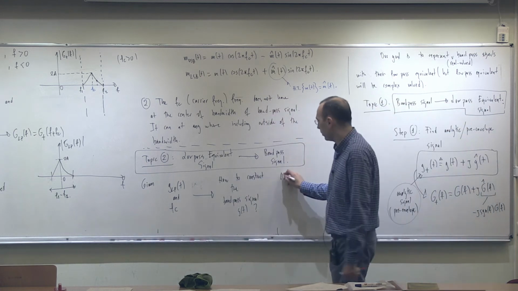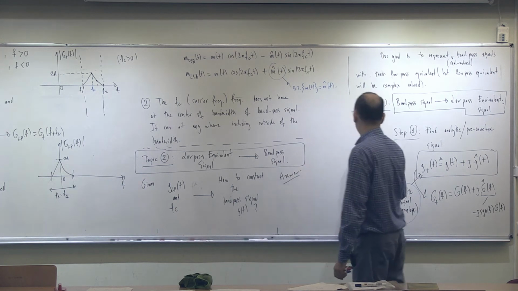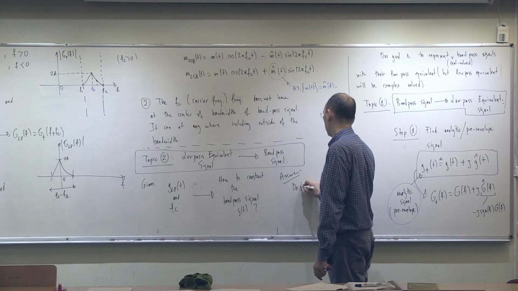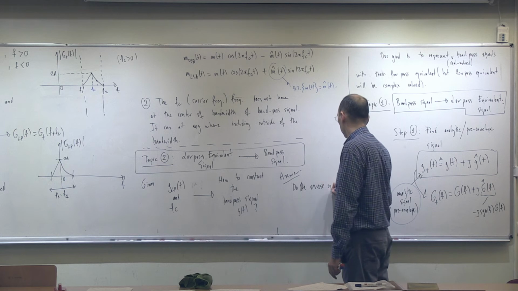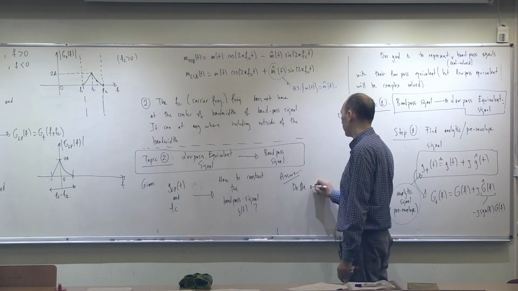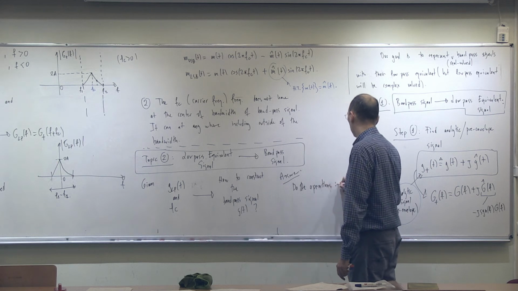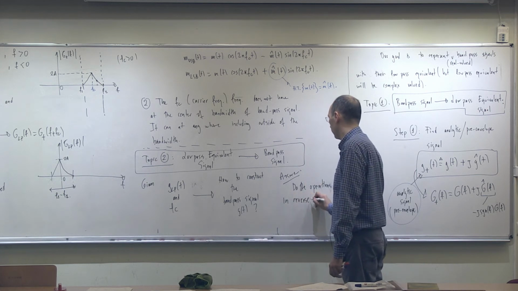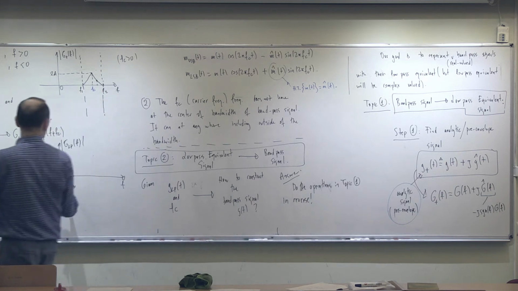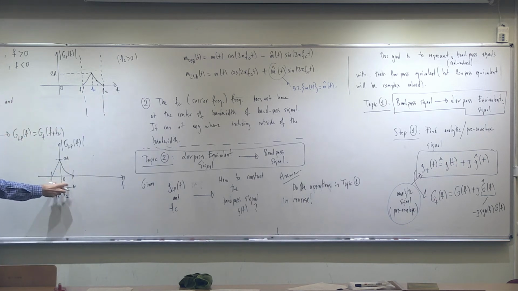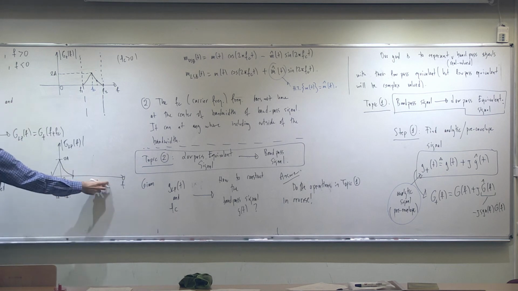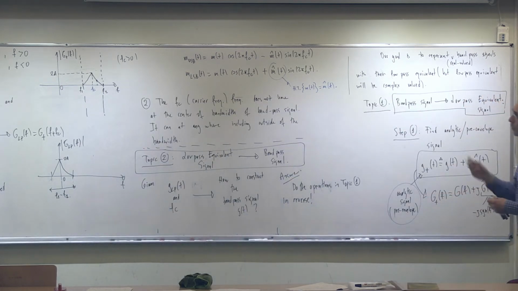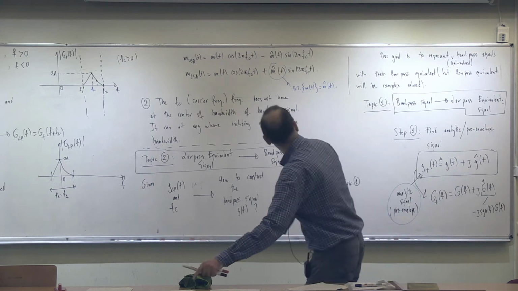So what can be our answer? Our answer is actually quite simple. Do the operations in topic number 1 in reverse. Do you agree? Simple idea. If somebody has given me this, then shift this to this part and then duplicate it if possible. Then I'll be getting the bandpass signal. So how can I do that?